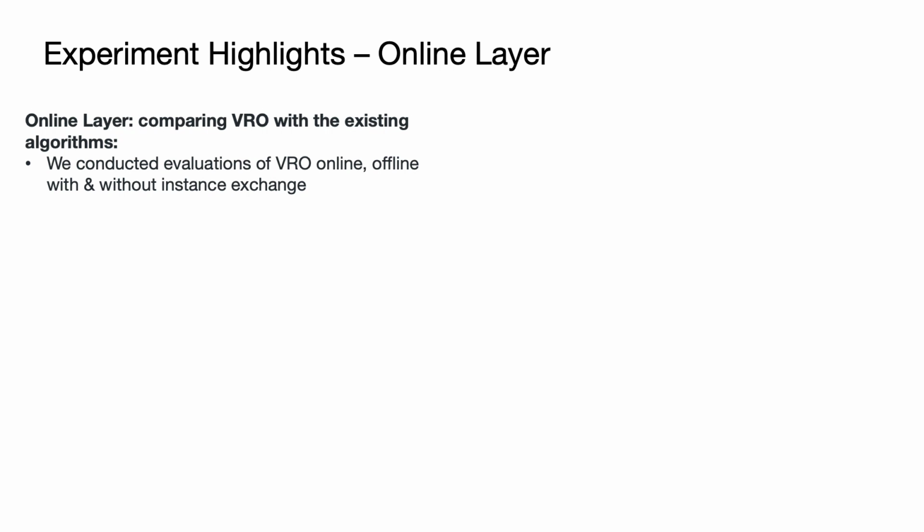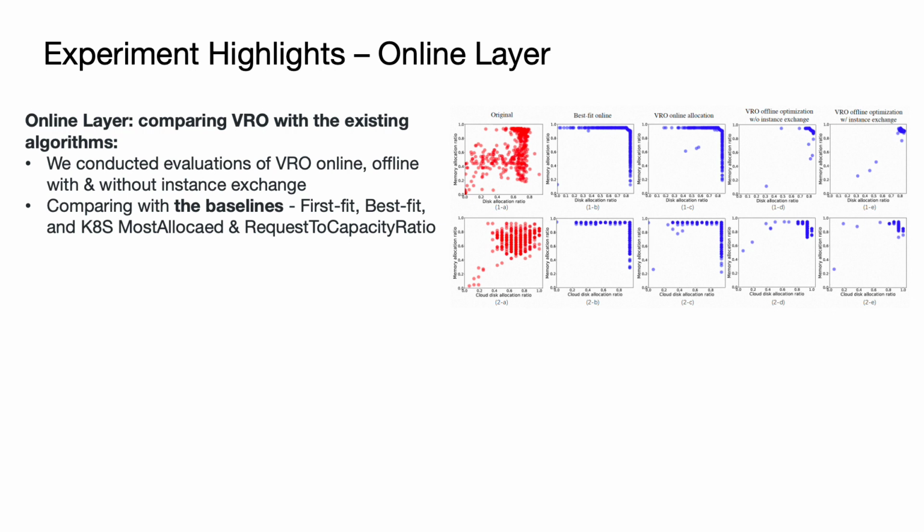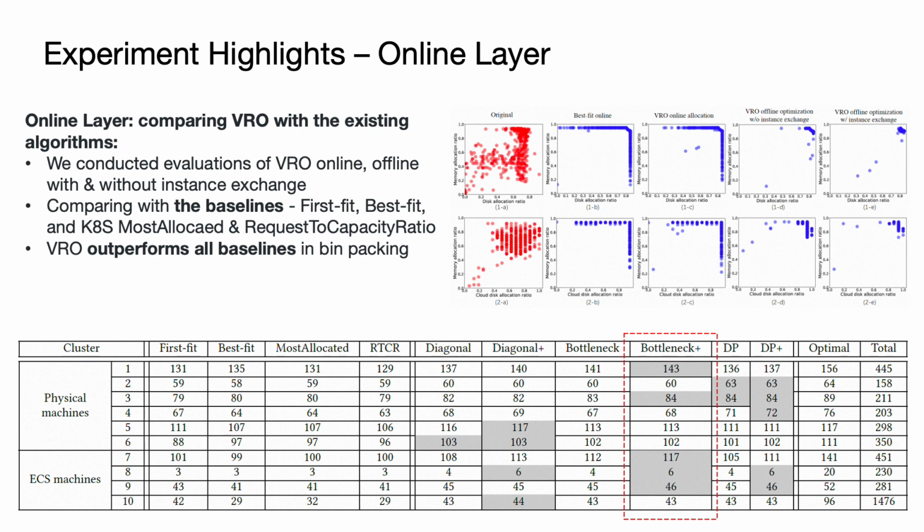Let's talk about experiments. In the online layer, we conduct the evaluations of the VRO algorithm in different scenarios: online, offline, with and without instance exchange. These evaluations are shown on the right. We also compared the performance of VRO with several baseline algorithms, including first fit, best fit, and Kubernetes policies like most allocated and requested to capacity ratio.